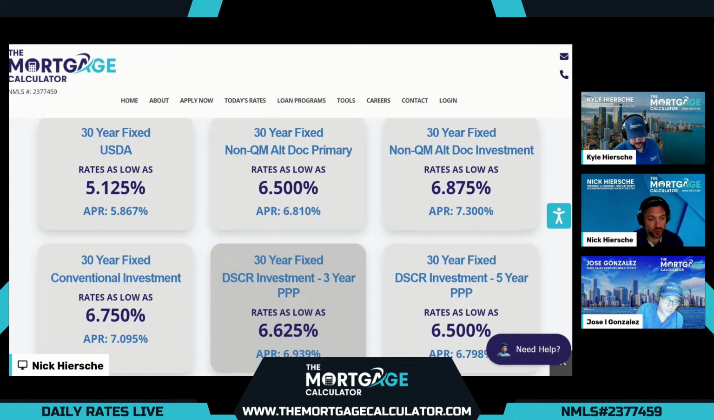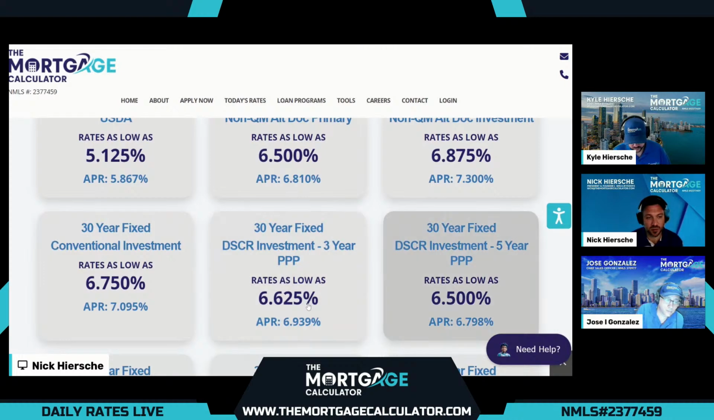So first up, the 3-year prepayment penalty, which is standard, comes in today at 6.625 rate. Final APR 6.939, just a touch below conventional to use DSCR, absolutely amazing. And we can sweeten the deal a little with our 5-year prepayment penalty. Rates coming in today 6.5, final APR 6.798.